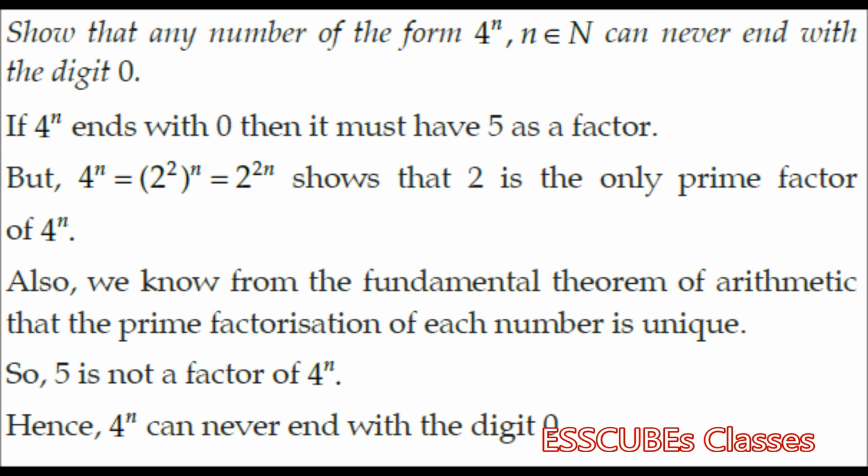But 4 to the power n is nothing but 2 square to the power n, which is 2 to the power 2n, which shows that 2 is the only prime factor of 4 to the power n. Also, we know from the fundamental theorem of arithmetic that the prime factorization of each number is unique. So 5 is not a factor of 4 to the power n. Hence, 4 to the power n can never end with the digit 0.